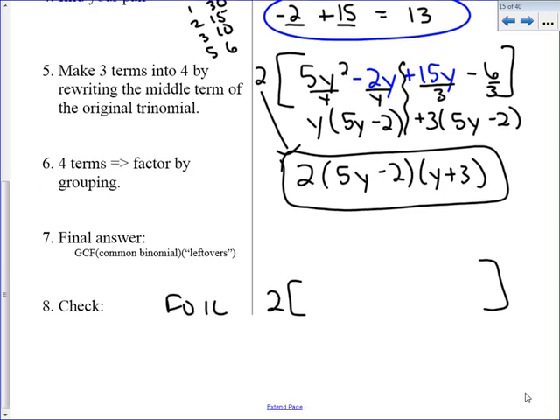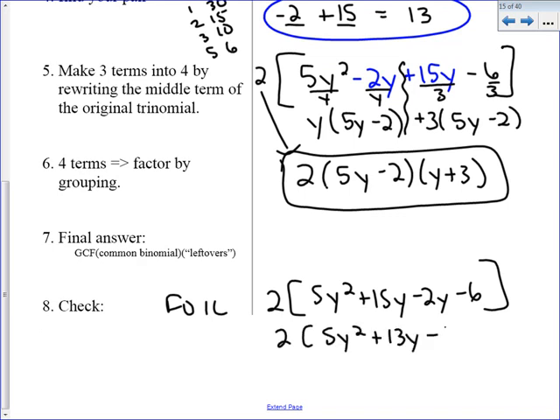So you'd have 5y squared plus 15y minus 2y minus 6. You can combine your like terms. So 2 times (5y squared plus 13y minus 6), and then distribute the 2. And you're going to get back your original 10y squared plus 26y minus 12.